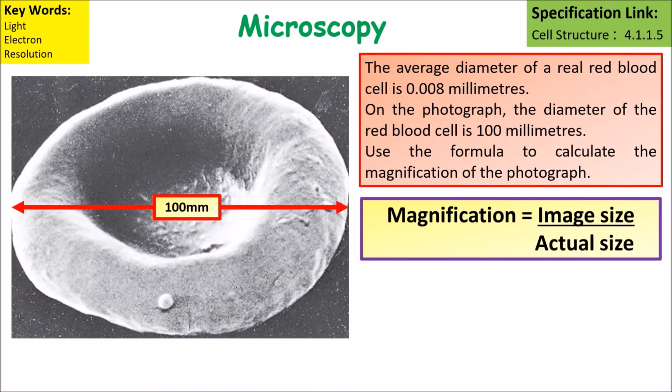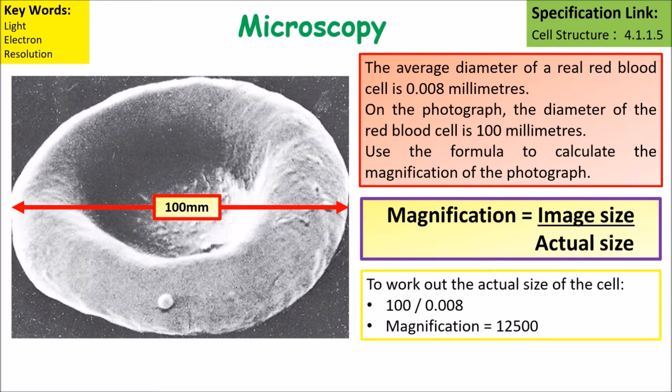We look at this question. The average diameter of a real blood cell is about 0.008 millimeters. On the photograph, the diameter of the red blood cell is about 100 millimeters. So use the formula to calculate the magnification. It would be 100 divided by 0.008, which would give you a magnification of 12,050.